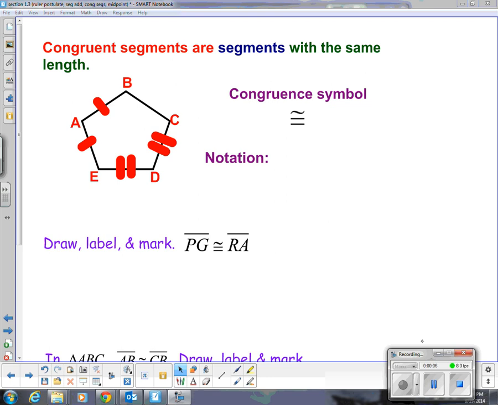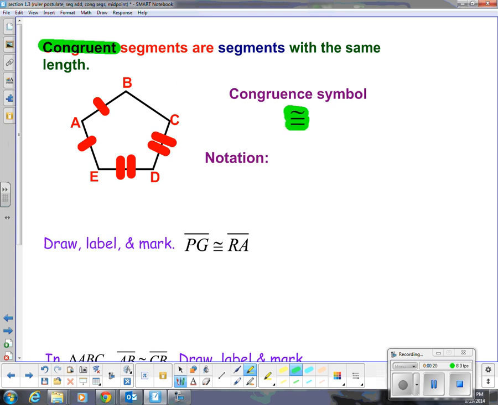This is our second day on section 1.3, and we're going to talk about congruent segments. Congruent segments are segments with the same length. Congruent is a key word. The congruent symbol is an equal sign with a little squiggle on top. And notice we're talking about segments. We're not talking about congruent lengths. We're talking about congruent segments. So they are segments with the same length.